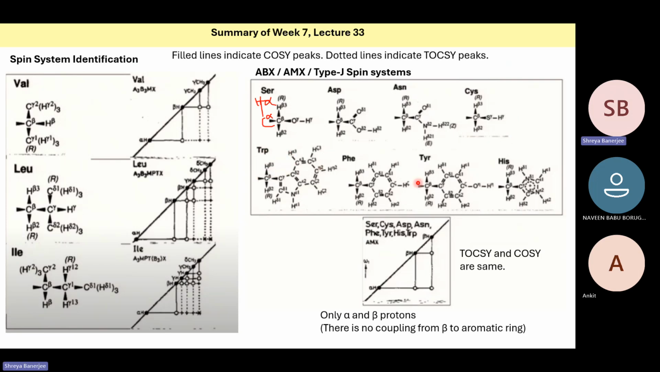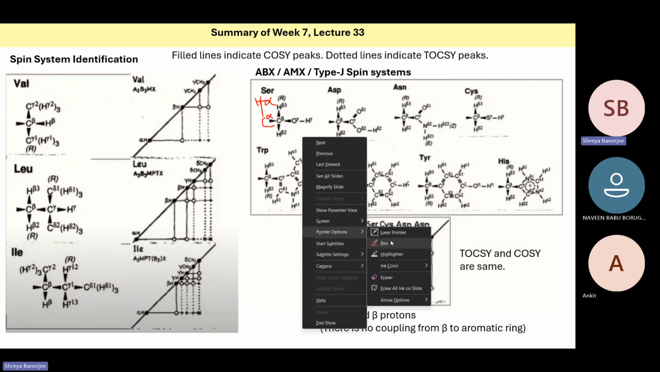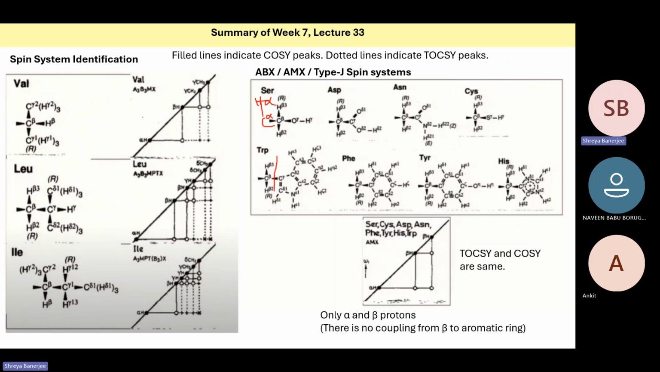Then the aromatic amino acids, so far we have looked only at the aromatic chain. So now we will look at the portion excluding the aromatic chain. So up to here or here. So we are just excluding the aromatic chain. So in all the aromatic amino acids also, you will only have C alpha and C beta. That is H alpha, H beta. So in these 8 amino acids, serine, aspartic acid, asparagine, cysteine, tryptophan, phenylalanine, tyrosine, and histidine.